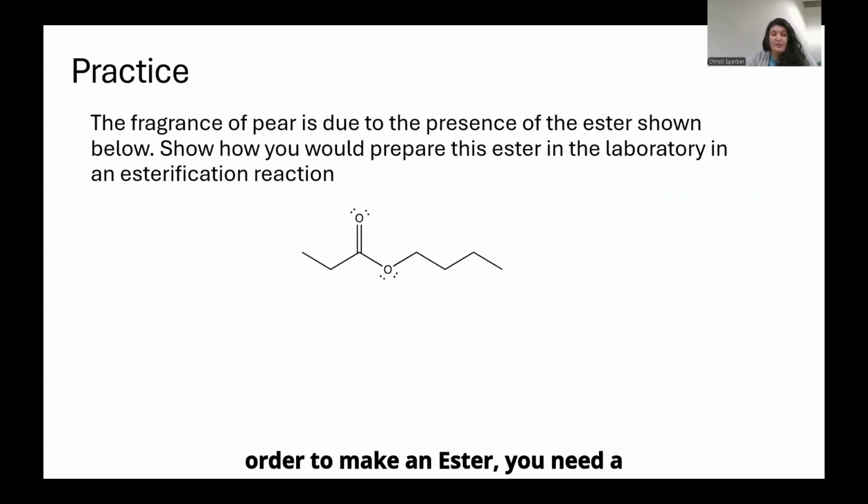So in order to make an ester, you need a carboxylic acid and an alcohol. The carbonyl carbon is involved with the carboxylic acid. The OR group is involved with the alcohol. So you're going to break the bond right here.